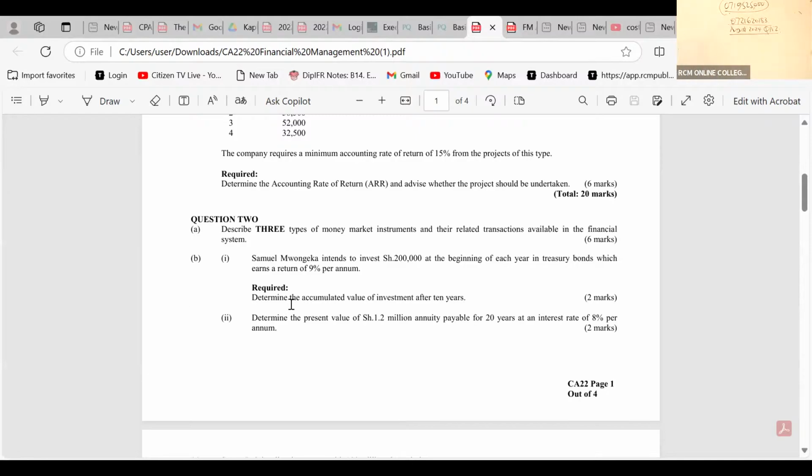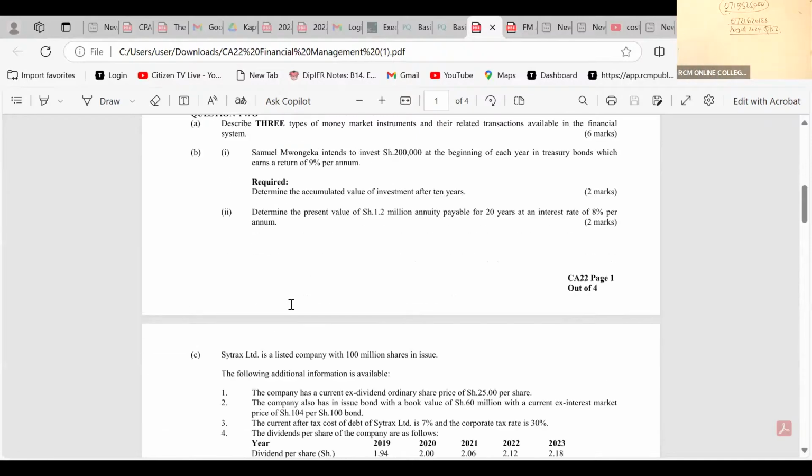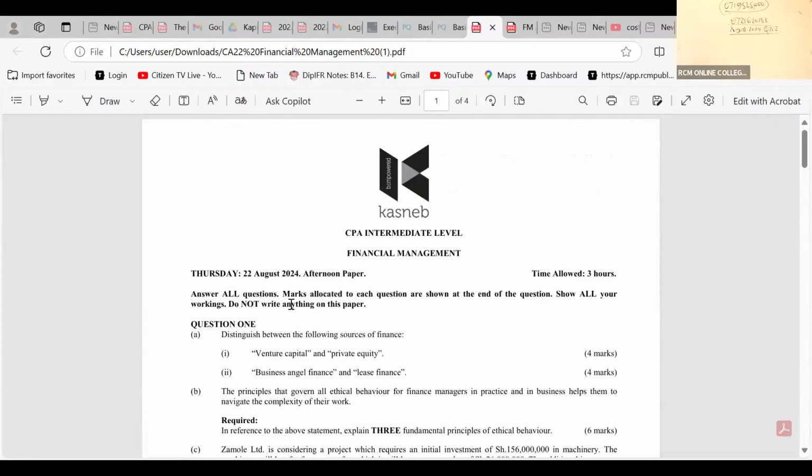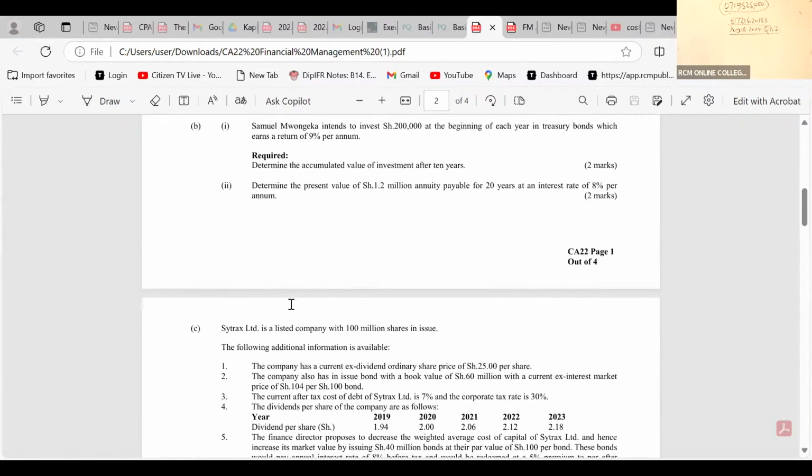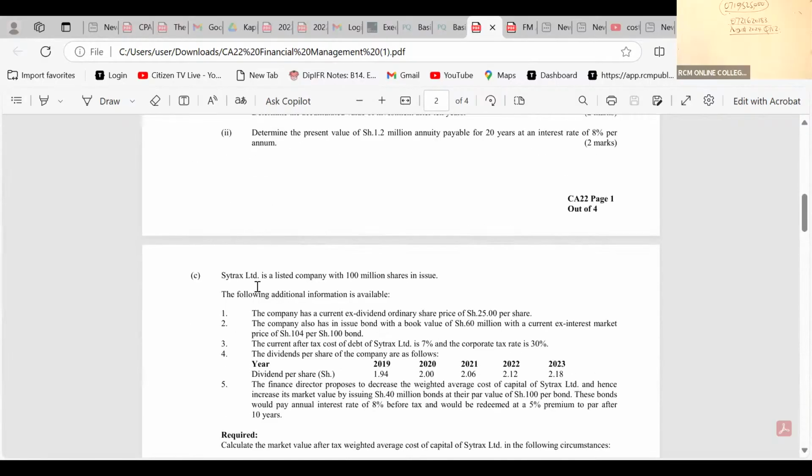And I want to start with the most technical one, which is question 2C. Question 2C was a very easy question. Nobody should have failed in this question of Citrons. Citrons Limited is a listed company with 100 million shares in issue. The following additional information is available.